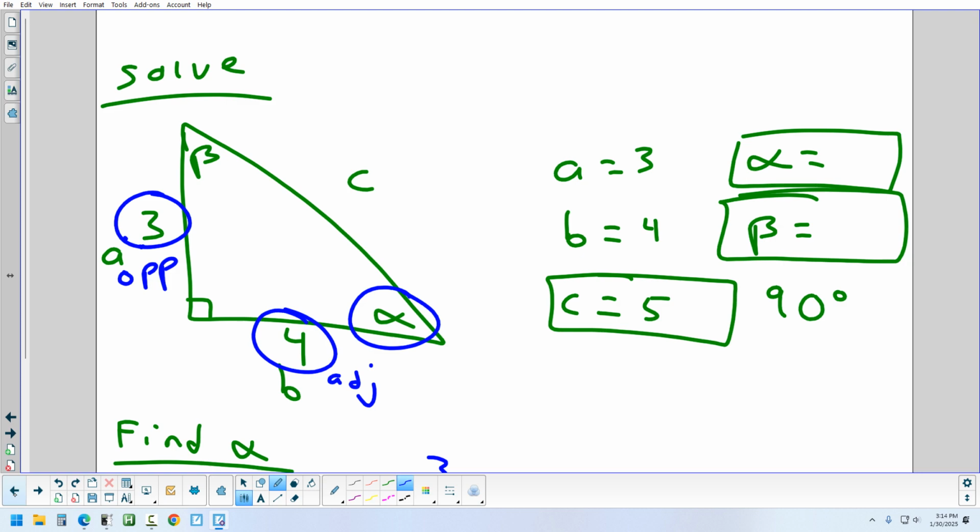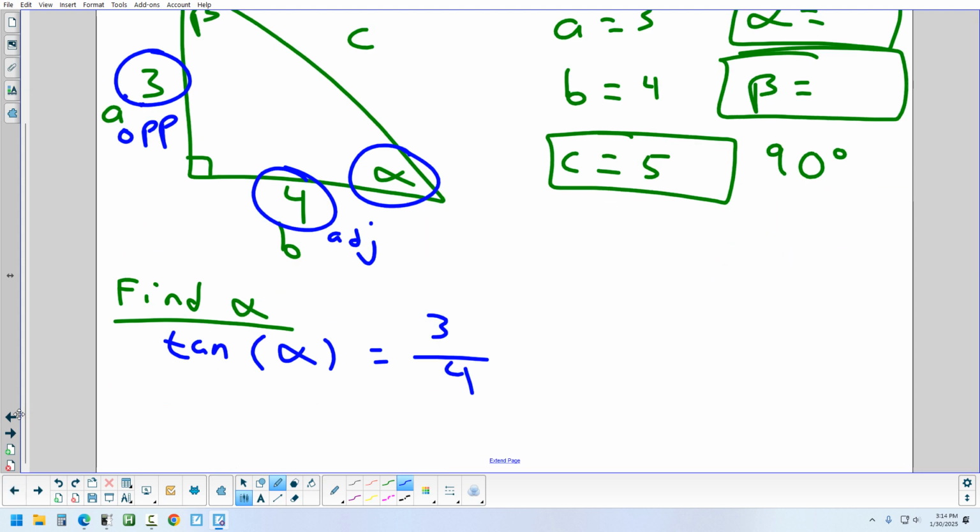How do we get rid of tangent? What function cancels out tangent? Inverse tangent. Yep. Or arctangent. So we're going to take the inverse tangent of what's on the left and take the inverse tangent of what's on the right. There's no multiplying at all happening in that step. Okay. So those cancel out.